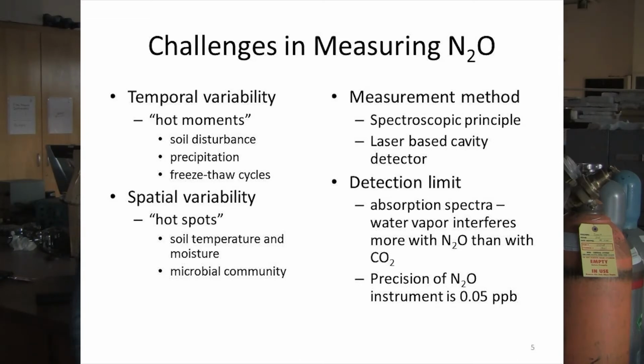And then the second challenge has to do with the detection limit, or our ability to detect small changes in concentrations of nitrous oxide. So the way we're measuring nitrous oxide is by combining chambers and a tower-based micrometeorological method to measure both on a fine time scale as well as a large spatial scale.